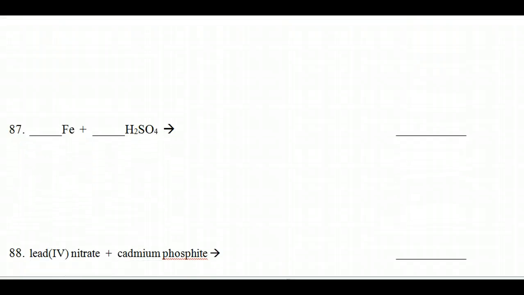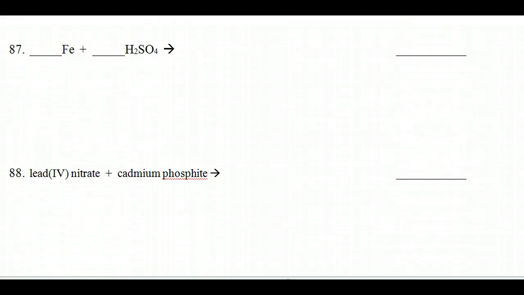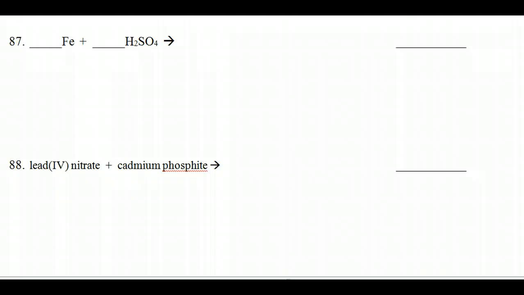So for 87, I've also given the formulas for you for the reactant side, but not your product. So here, because iron is a cation, hydrogen's a cation, and sulfate is an anion, I know that iron is going to switch places with hydrogen. So my product side now, I'm going to have hydrogen by itself, and the iron is going to be with the sulfate.